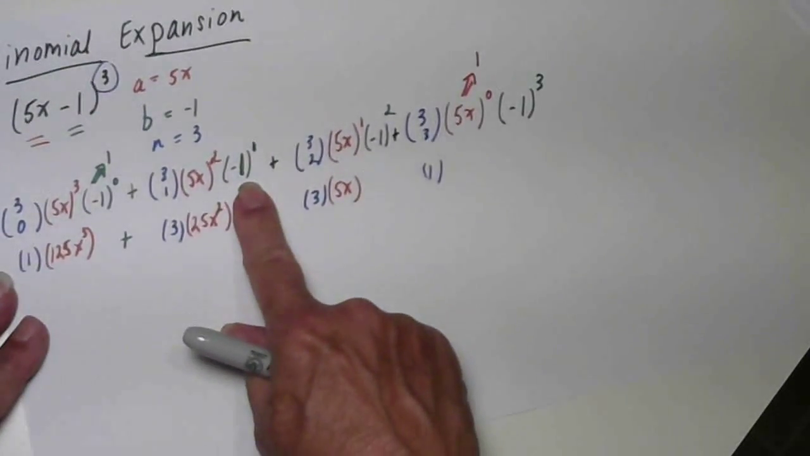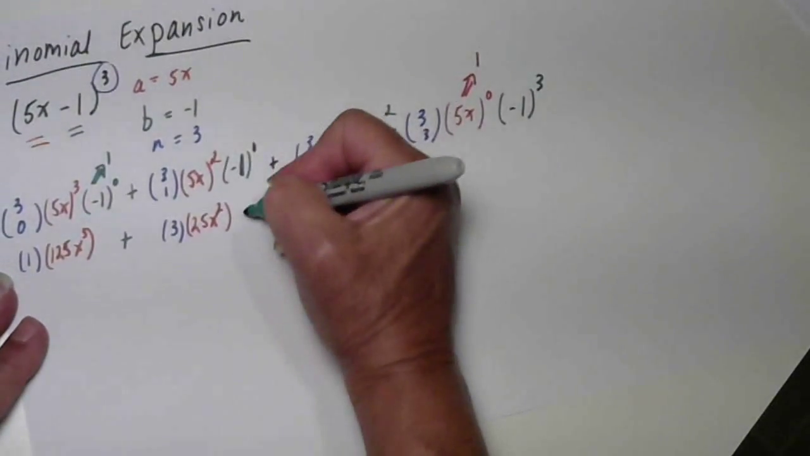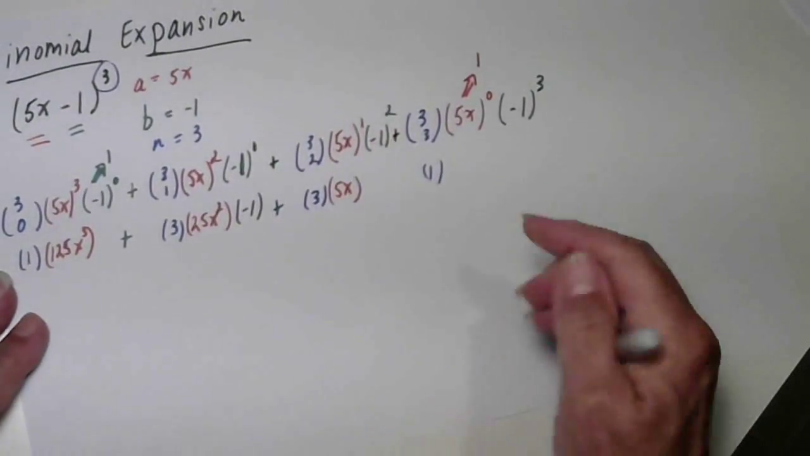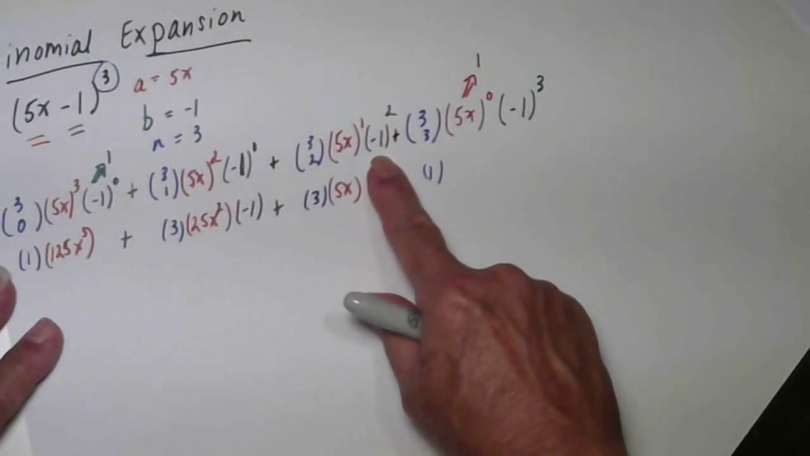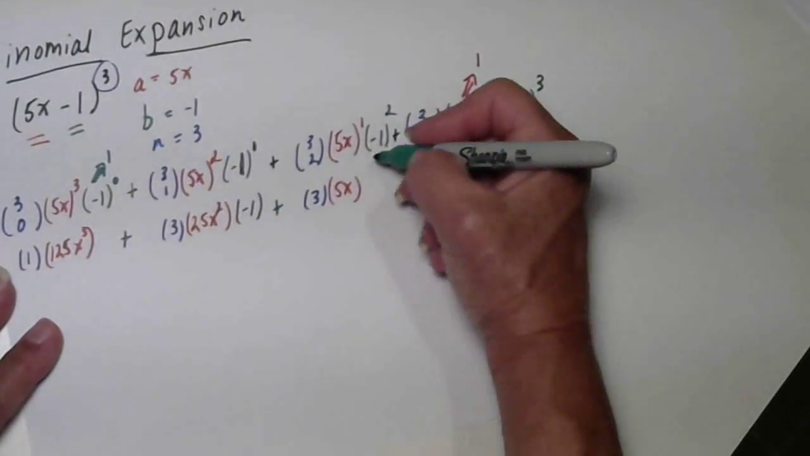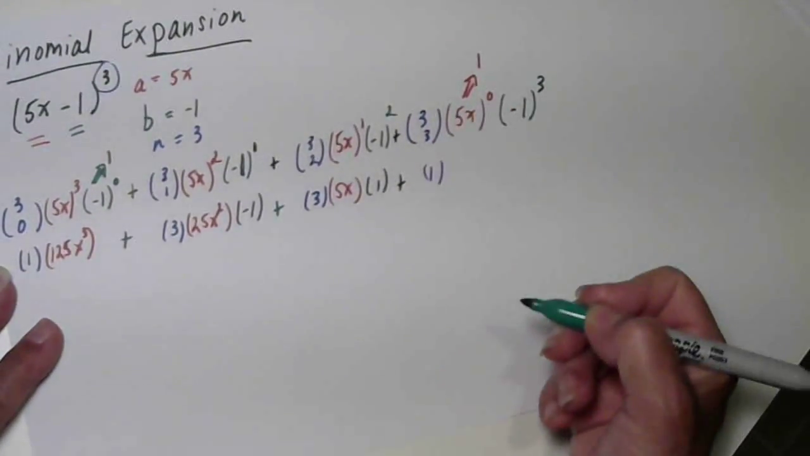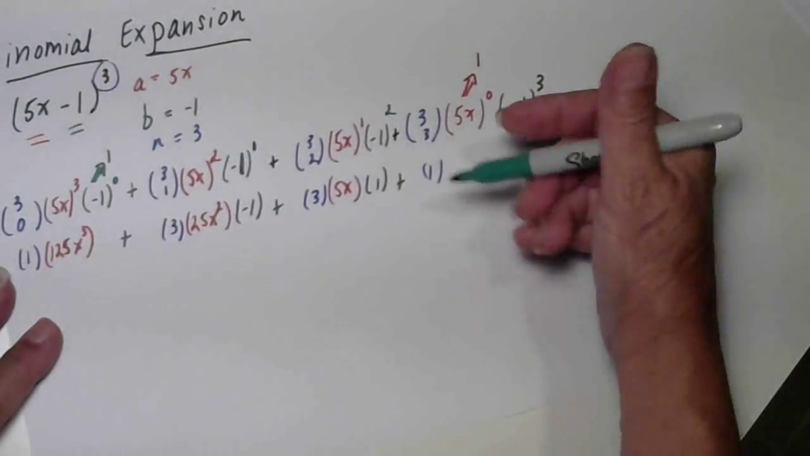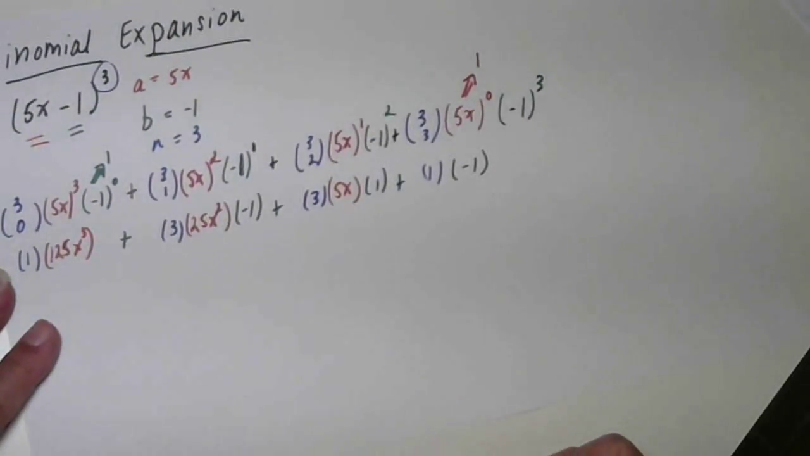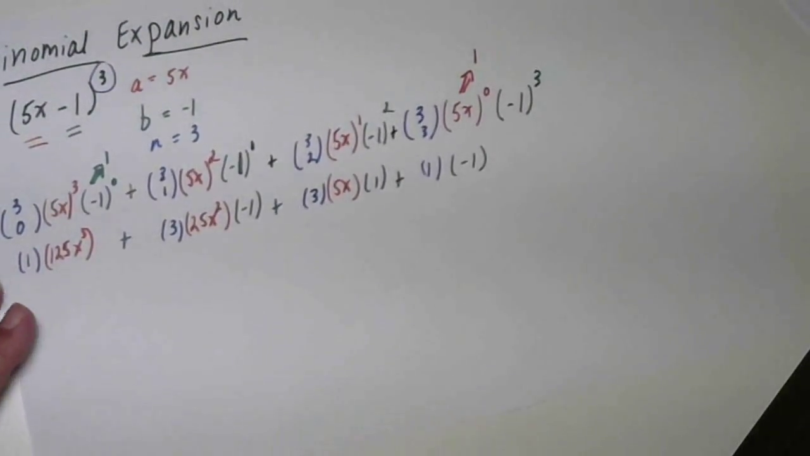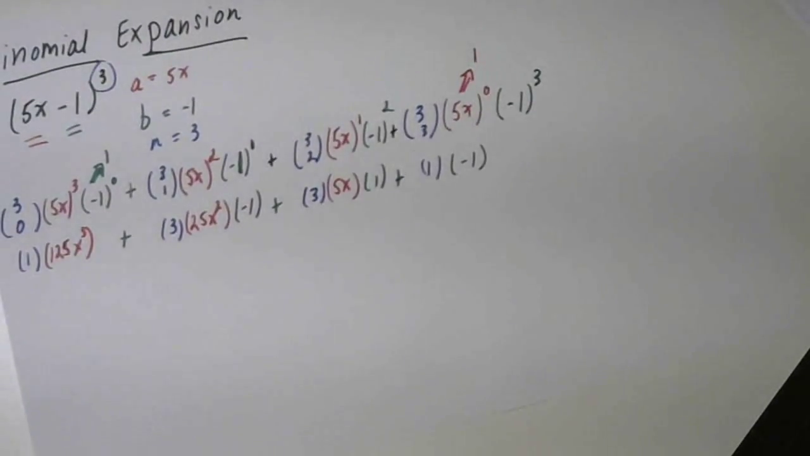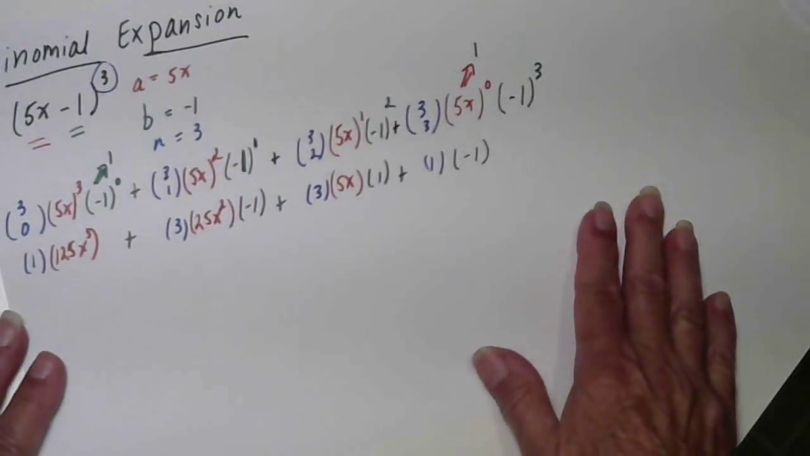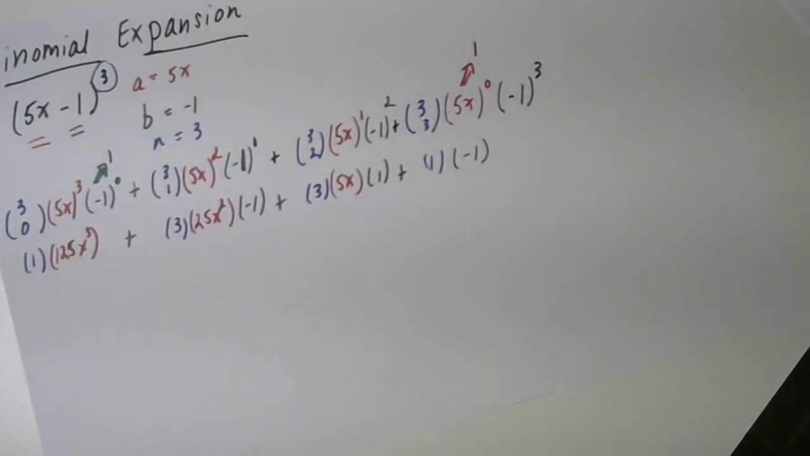In our next term, we have -1 to the first power, which is -1. In this third term, we have -1 squared. -1 times -1 is +1. And last but not least, in this last term, we have -1 to the third power, which is -1. So now we have evaluated our coefficients, our A and our B terms. The last step is to multiply what we have left after we've done the evaluation of the powers.